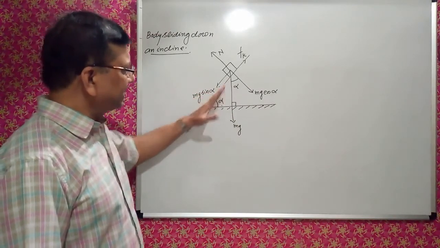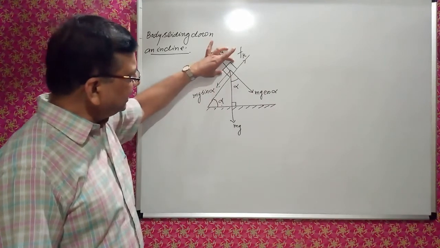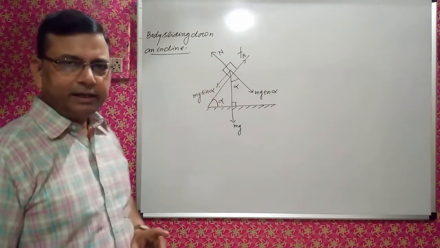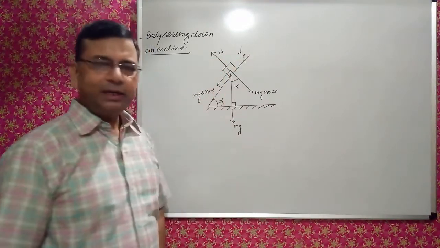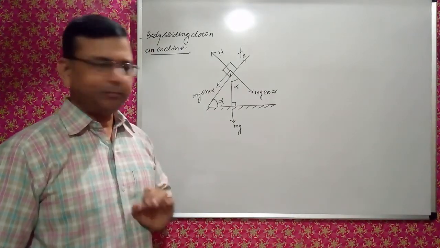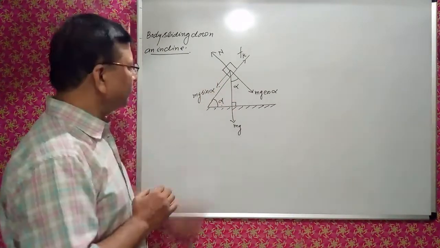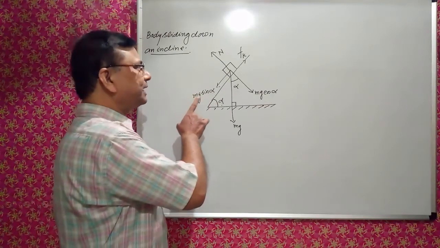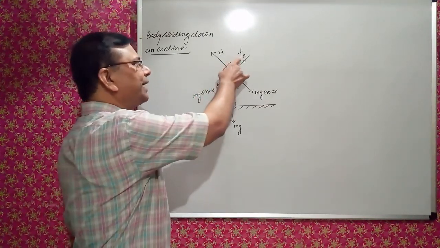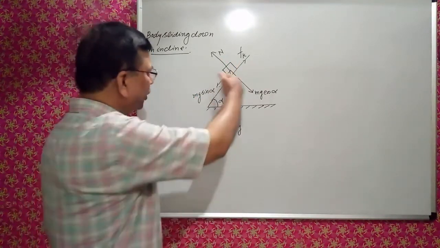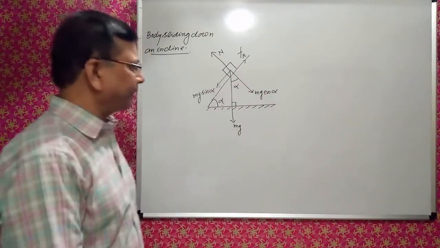And since the surface is rough and the object is moving downward, kinetic friction will act in the backward direction, because the body will be in motion. When the body is in motion, kinetic friction acts in the opposite direction. That is why I have written Fk over here. And the normal reaction due to the surface is N.